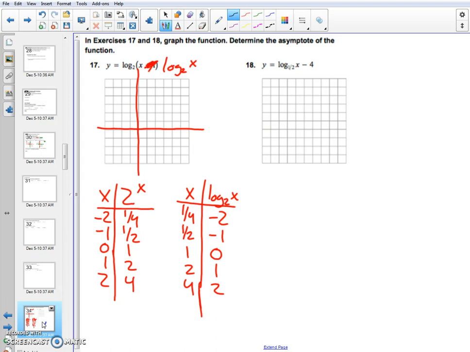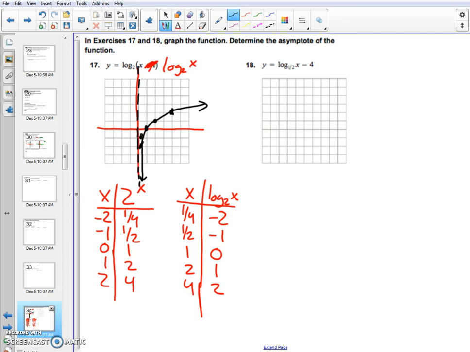So I've got the point 1/4, -2, so really close to the y-axis. 1/2, -1, 1, 0, 2, 1, and 4, 2. So you can see it's going up kind of slowly to the right here, but it starts to go down really sharply as I go to the left. And I'm going to have an asymptote on my y-axis.